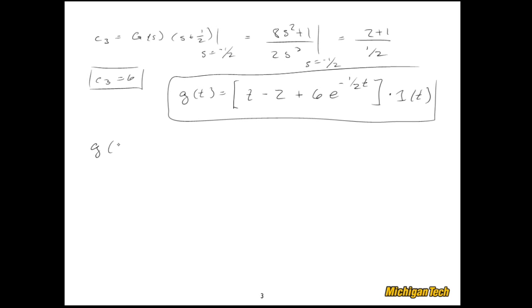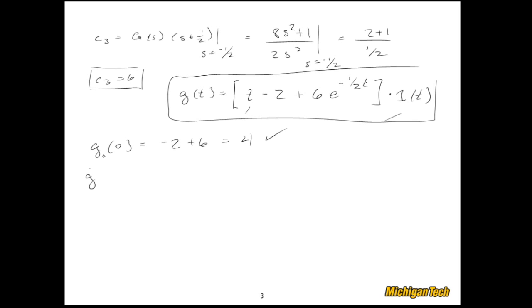If you let t equal 0 and plug that into this equation, we'll get 0 here. We'll get minus 2 plus 6 times 1 from that. And so we get 4. Hooray! Our initial condition matches.